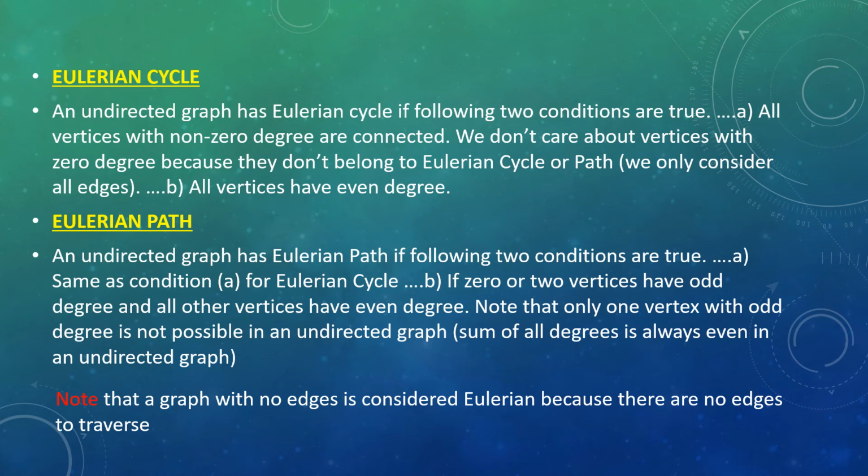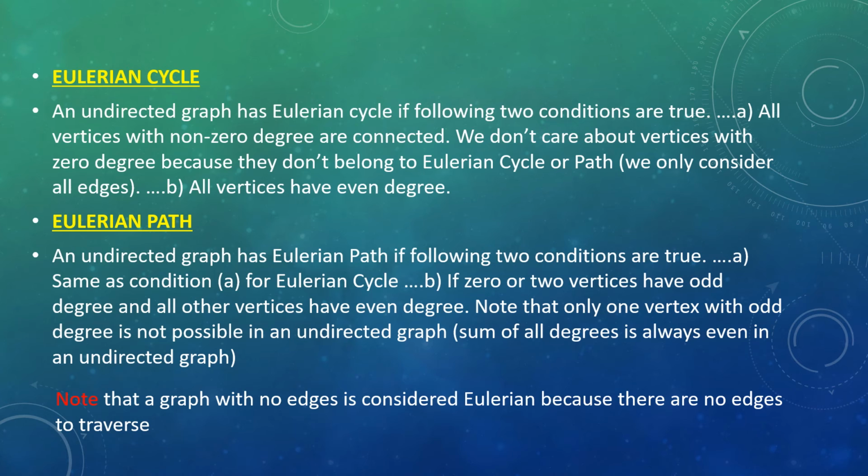Eulerian cycle. An undirected graph has an Eulerian cycle if the following two conditions are true. Condition A: all vertices with a non-zero degree are connected. We don't care about vertices with zero degree because they don't belong to the Eulerian cycle or path. We only consider all edges. And condition B: all vertices have even degree.